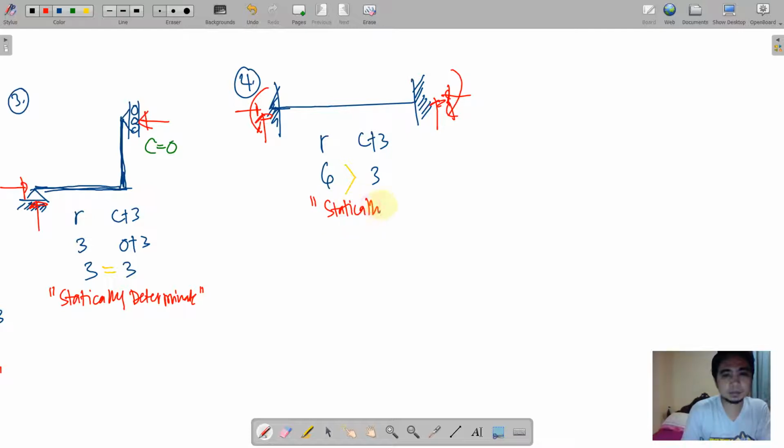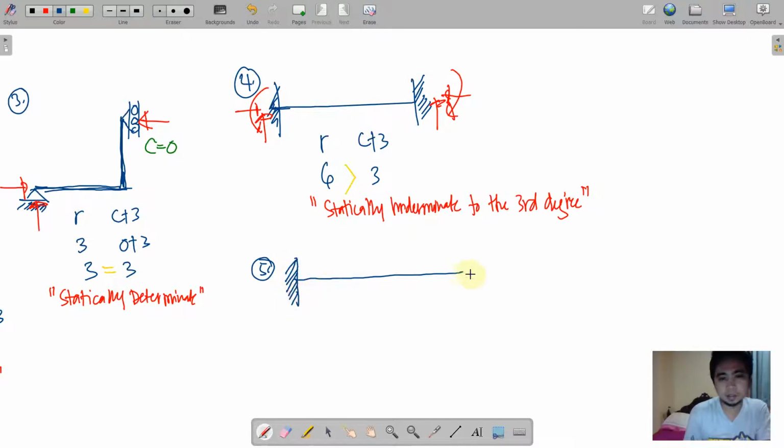statically indeterminate to the third degree. Why third degree? Because we'll just have to get the difference or the excess of R to C plus 3. Okay?